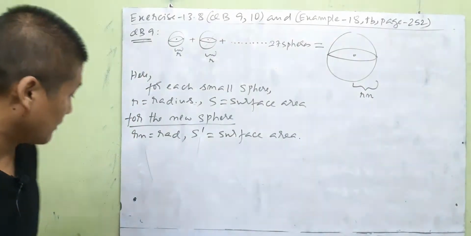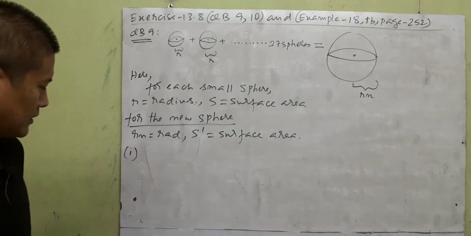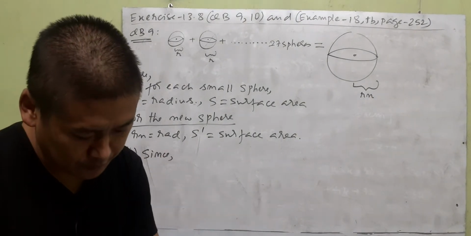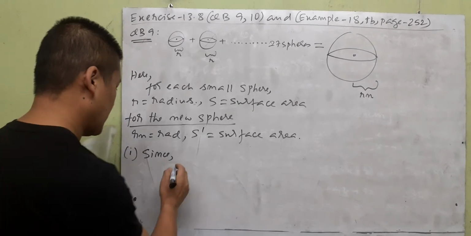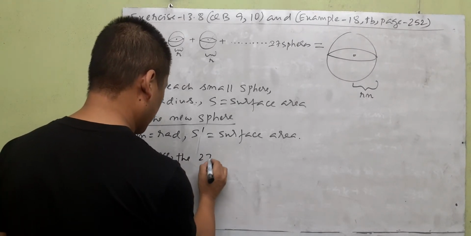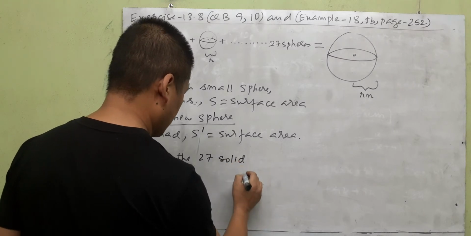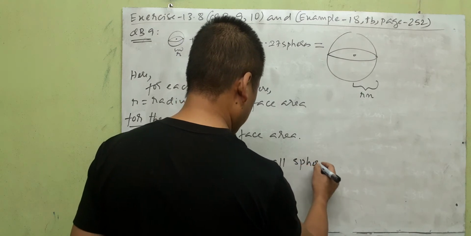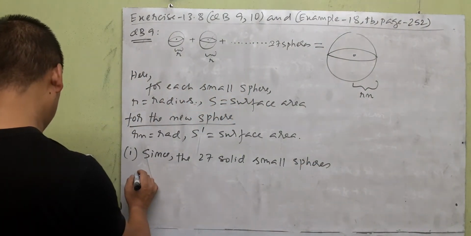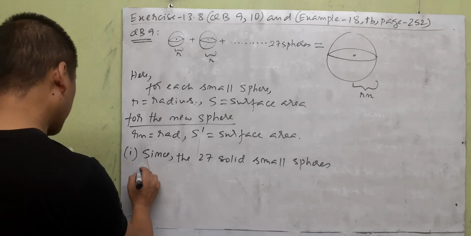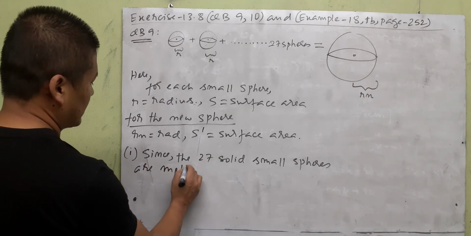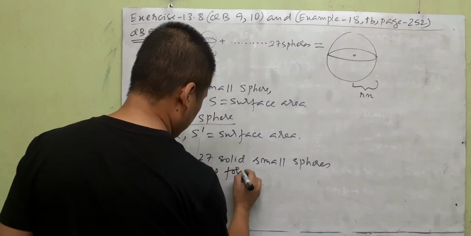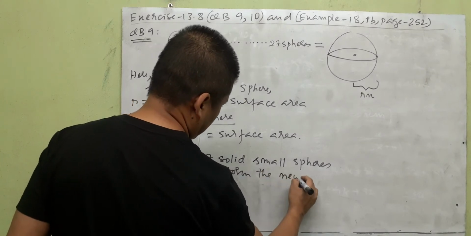Let's go and answer the first one, number 1. We have to find the radius. In order to do this, let us write here, since, according to the question, look into your text there, the 27 solid small spheres are melted. Melted means heated to change to liquid, to form the new sphere, the single new sphere.